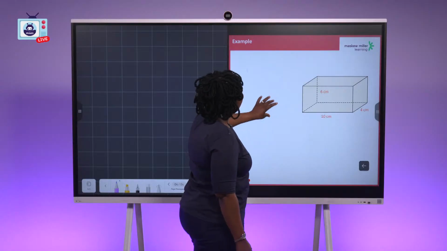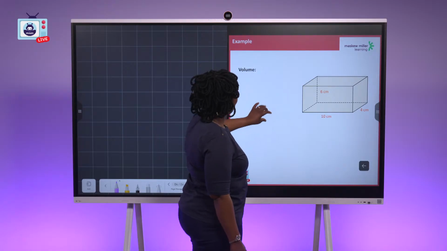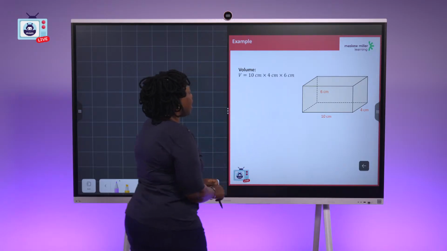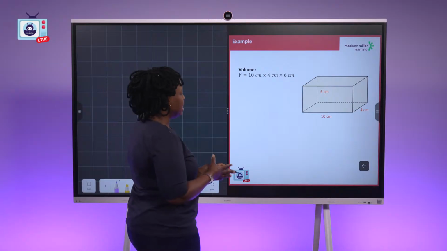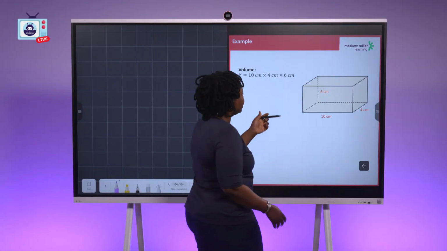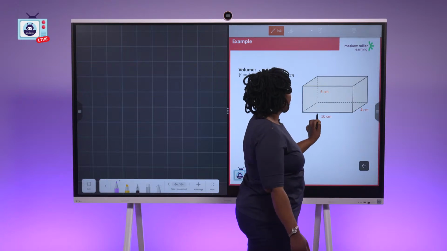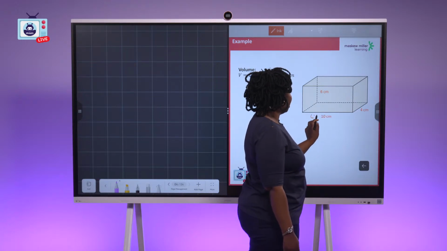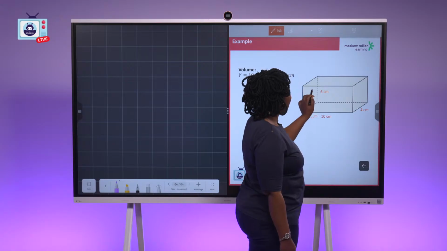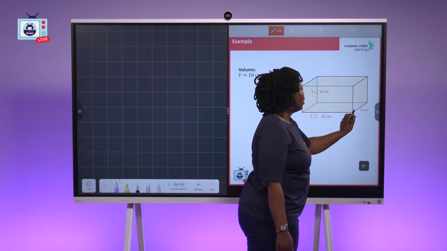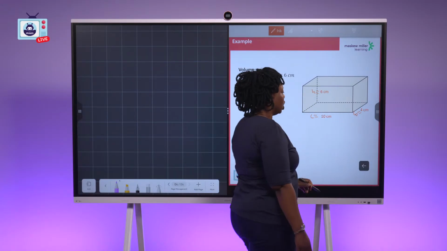Okay, let's quickly look at this example before we forget why we are trying to do what we are trying to do. Here, if you are given this cuboid, it's a rectangular prism because it does not have equal sides. We have our length equal to 10, our height equal to 6, and our breadth or width equal to 4.